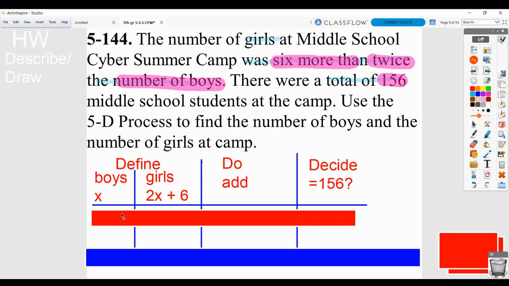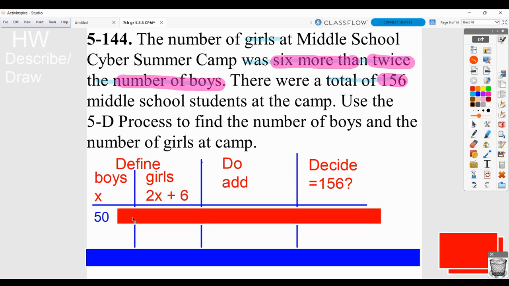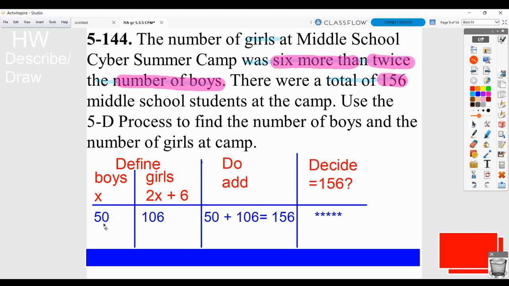You could try whatever x value you want. The girls, of course, would be 2 times that plus 6. You're going to show that you added that and see if it equals 156. If it's too high or too low, you'll make adjustments. The one that actually works is 50 boys. Then the number of girls would be 2 times 50 plus 6, so that's 106.